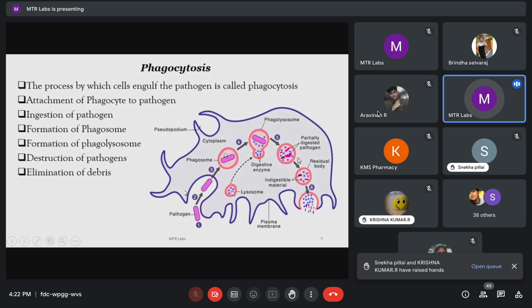So this digestion will happen, and the undigested material, the residual body, will be eliminated from the cell through the exocytosis process. So phagocytosis has sequential steps: attachment of phagocyte to pathogen, ingestion of pathogen, formation of phagosome, formation of phagolysosome, and destruction of pathogen. Finally, the elimination of debris happens, where the debris comes outside the cell.